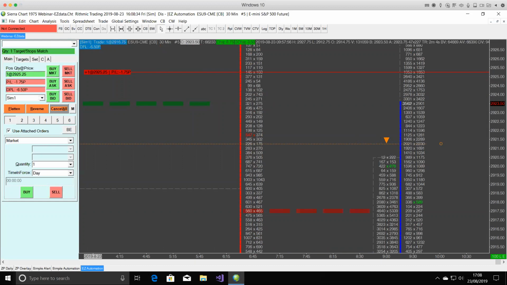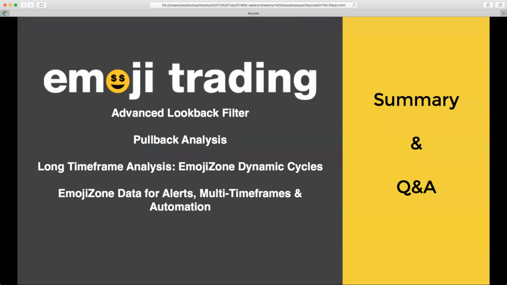So we've gone just over the hour. This has been quite a deep dive. We've covered the advanced lookback filter, so how we can detach the chart we're looking at from its period for finding highs and lows within a window that we care about, and also how you can put a price offset within that. We've had a walk through the pullback analysis, which I encourage you to play about with.